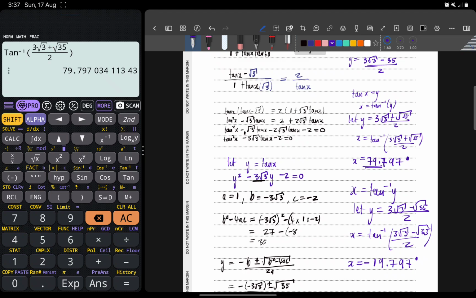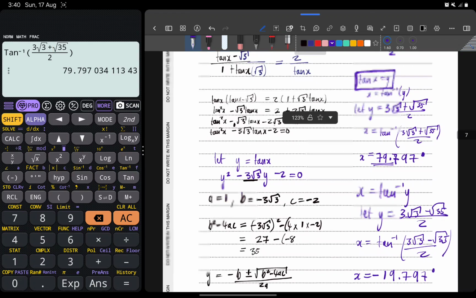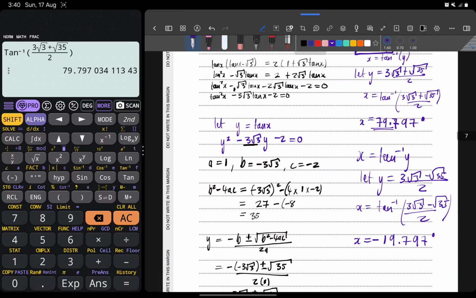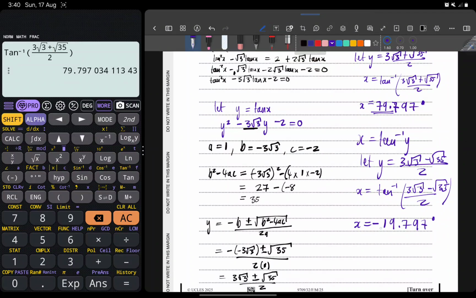So let's see, they want solutions from 0 to 180, right? All right, so what are we going to have now? Here we have our tan x being equal to a positive thing. So what are my solutions supposed to be? Now for the second one, we need two solutions, right? Because we had a quadratic in tan x. So now the second one here, we have x being negative 19.797.